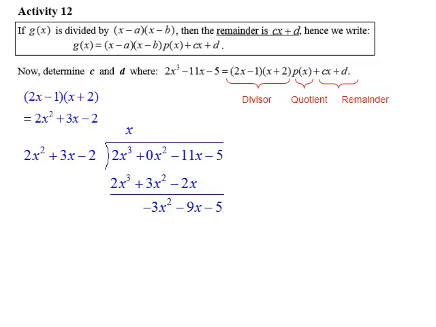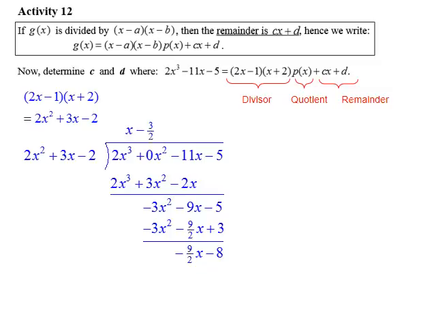So 2x squared goes into minus 3x squared minus 3 over 2 times. If we do the law of distribution with minus 3 over 2, that will give me minus 3x squared minus 9 over 2 x plus 3. And if we subtract correctly, the result is minus 9 over 2 x minus 8. Since minus 9 over 2 x now has a degree less than 2x squared plus 3x minus 2, it means we have completed the long division, and minus 9 over 2 x minus 8 is my remainder.